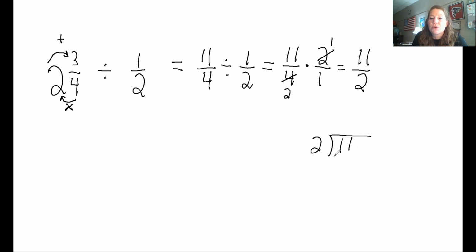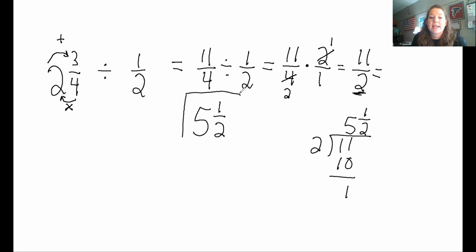All right, how many times will 2 go in 11? 5 times, because 5 times 2 is 10. So our whole number is 5. And then when we subtract, we get a remainder of 1. So our whole number is 5, our remainder is 1, and our denominator stays a 2. So that is the answer, 5 1/2.